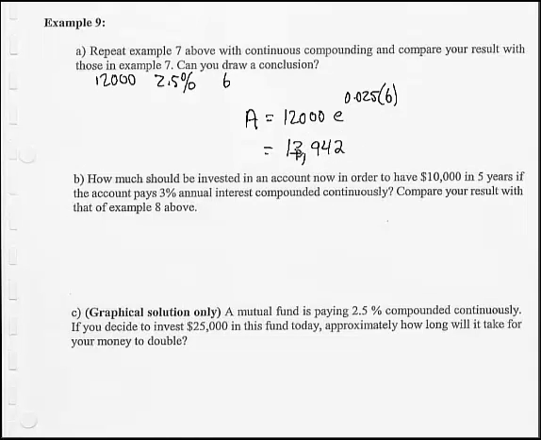So almost identical to the amount that we received from calculating daily compounded interest. Approximately daily compound interest, and it's only $2 away from the monthly interest and $142 away from simple interest.